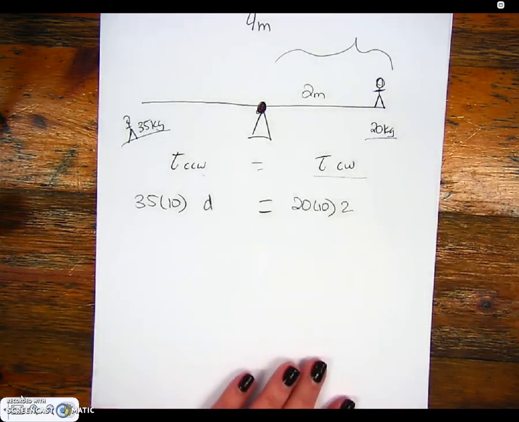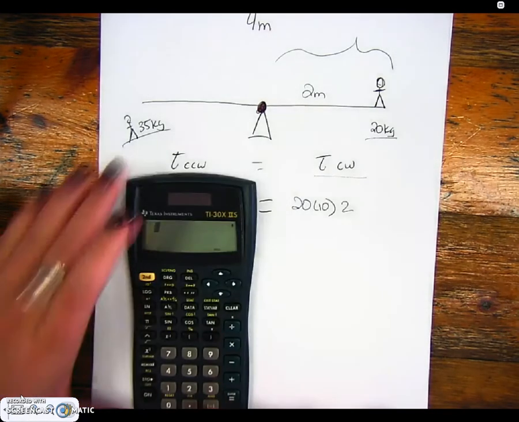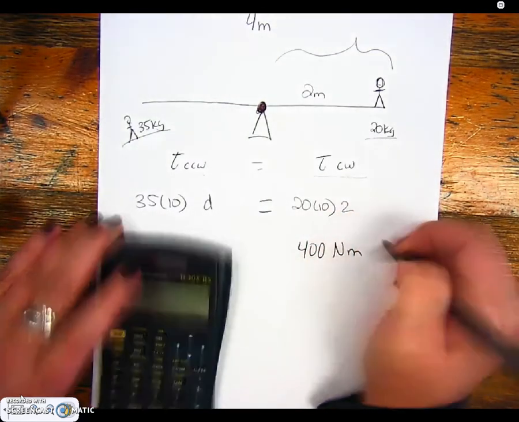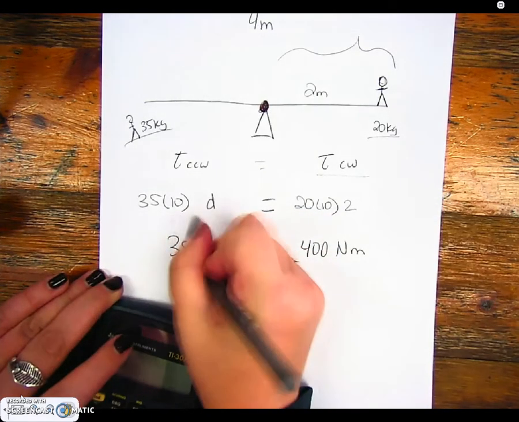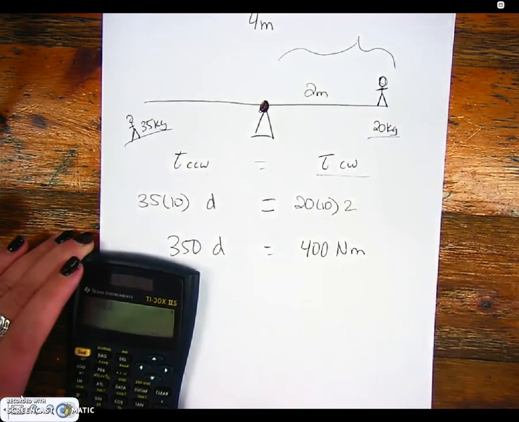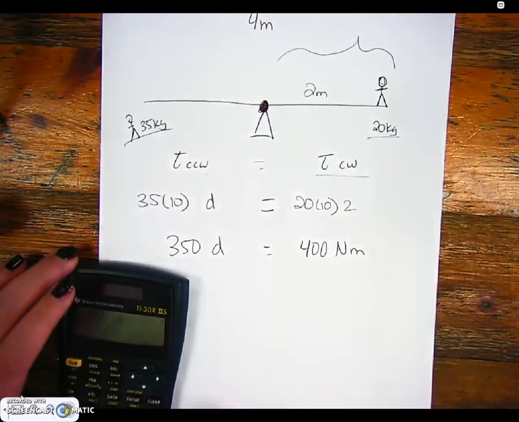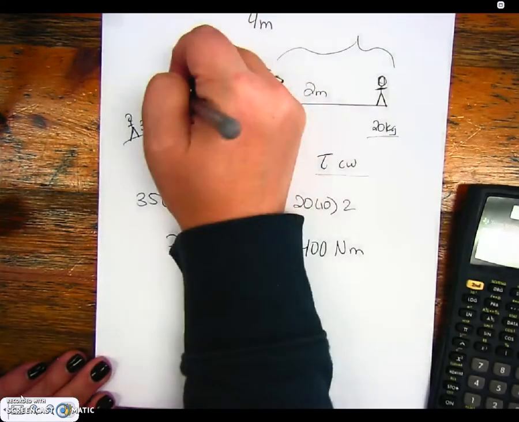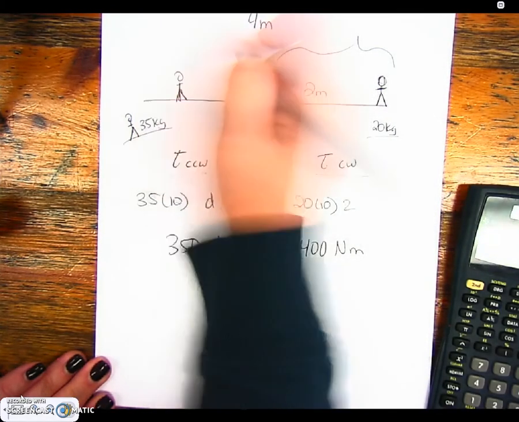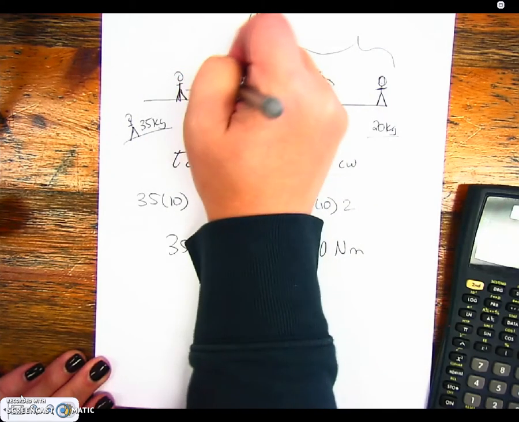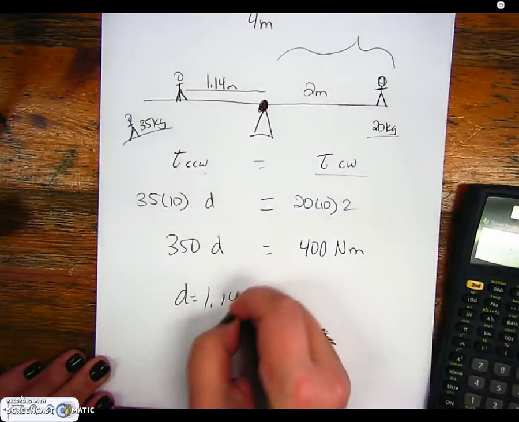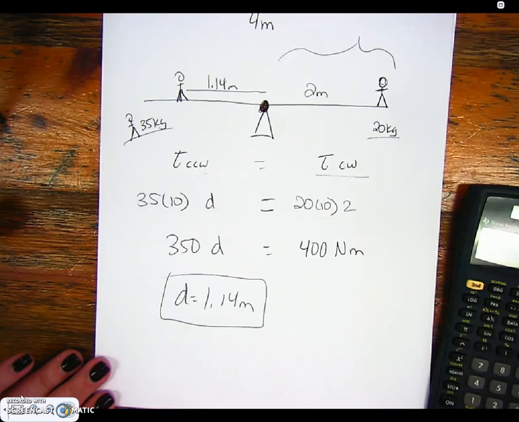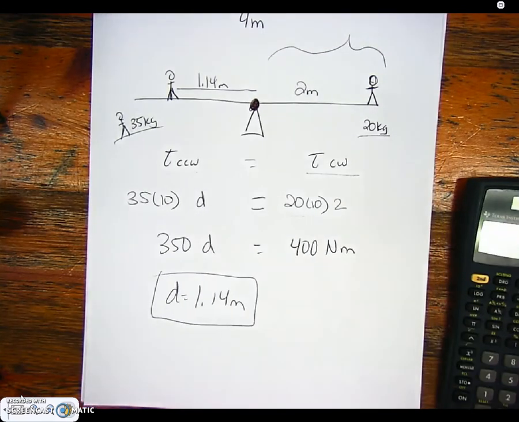So if I grab a calculator here, we get 20 times 10 times 2, which is just 400, right? So we got 400 newton meters of torque over here. And we want to say, okay, well, that's 350 times distance. Well, what is the distance? So 400 divided by 350 says 1.14 meters. So if this brother were to stand right here, 1.14 meters away, then he would create equal torque to his brother over on the other side, and they would balance each other out.